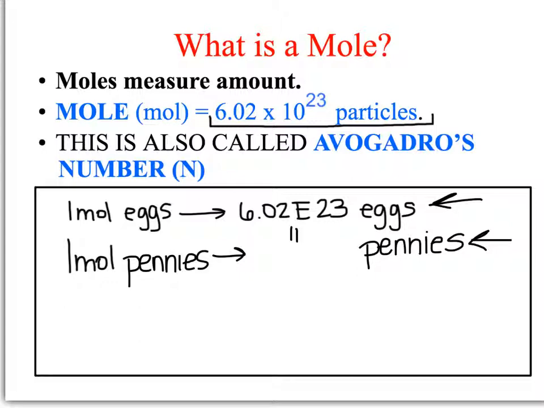Now, obviously, this is a really big number. If you had a mole of eggs, it would take up a huge amount of space. But remember, when we're talking about atoms and molecules, particles in chemistry, they're extremely small. You can't see one carbon atom, but you could actually see a mole of carbon atoms. So the reason we use such a big number is because atoms and molecules are so small.